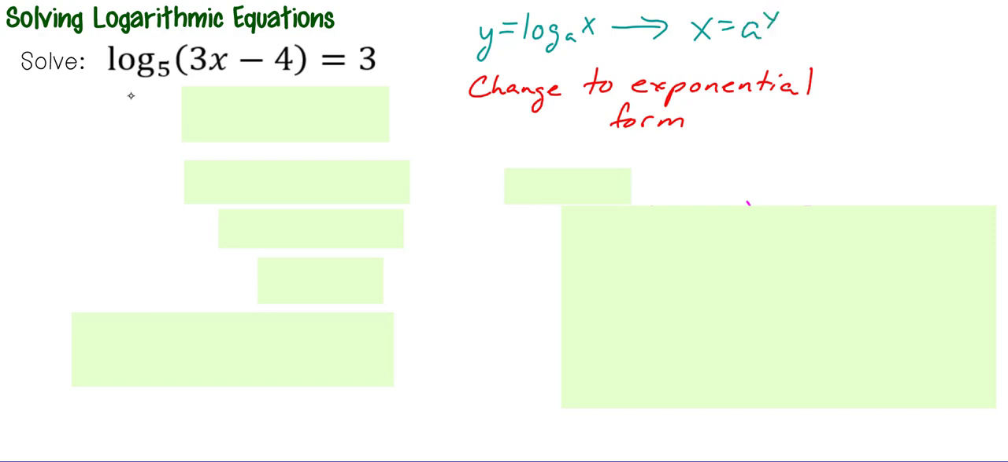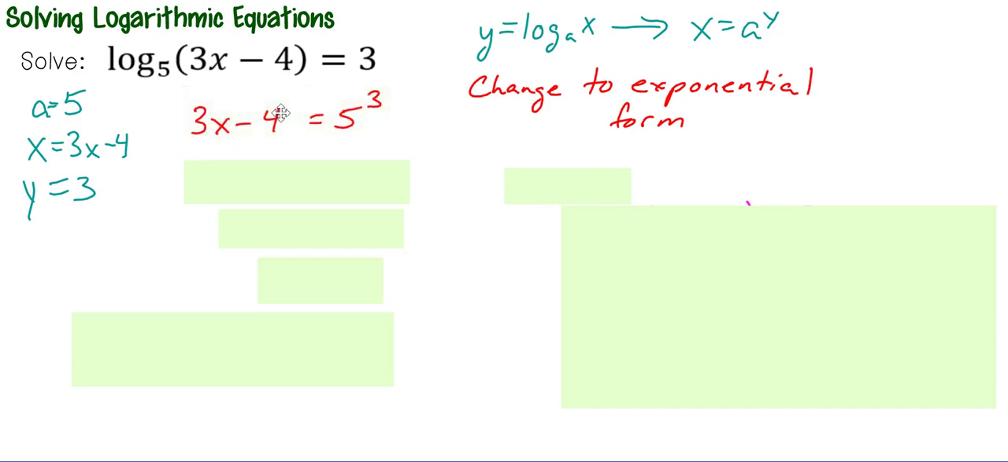So we know that a is 5, that's our base, x is 3x minus 4, and our y value is 3. So when we put it in, it's going to become 3x minus 4 equals 5 to the third, because we're changing it just like we did before. So the next thing we want to do is take our 5 and cube it. So we get 3x minus 4 equals 125.